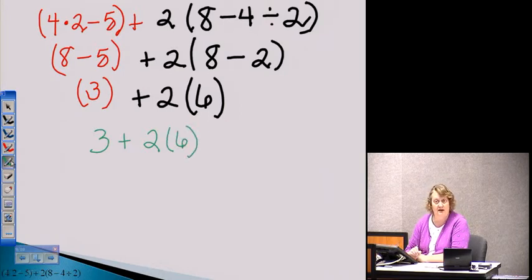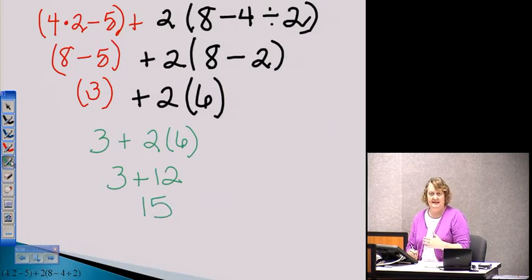And the order of operation that we need to do next is that multiplication with the 2 and the 6. So 2 times 6 is 12. That last addition we have left, 3 plus 12, is 15.